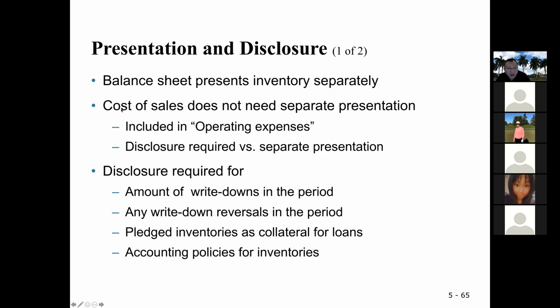Here, they are talking about the cost of sales. Maybe it's a selling cost, okay? So that's part of the operating expenses. Disclosures are required for the amount written down in a period. You have to be clear what the dollar amount of the write down in a period is, the $300 in our scenario. Any write down reversal in the period? Maybe you reversed a previous inventory write down, so you have to disclose this information.